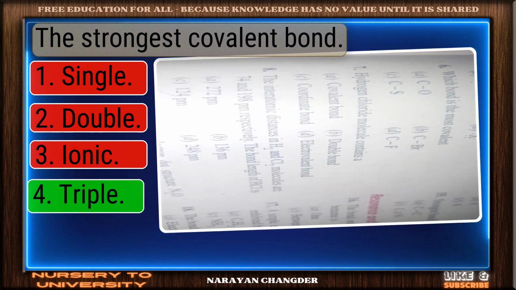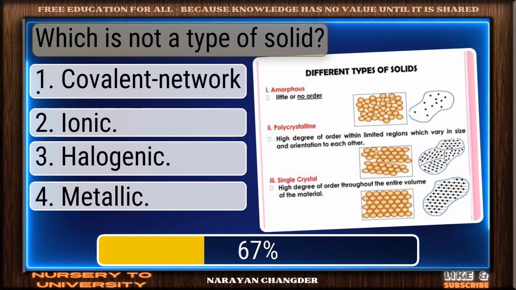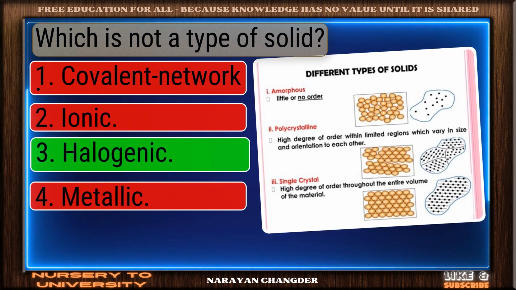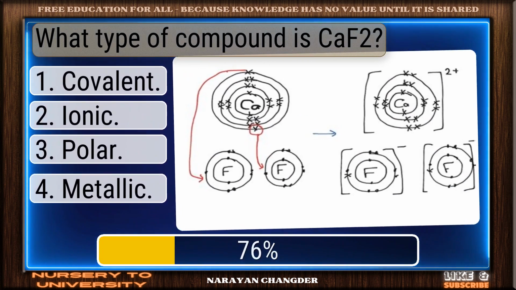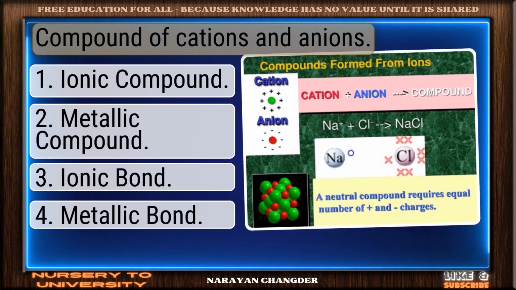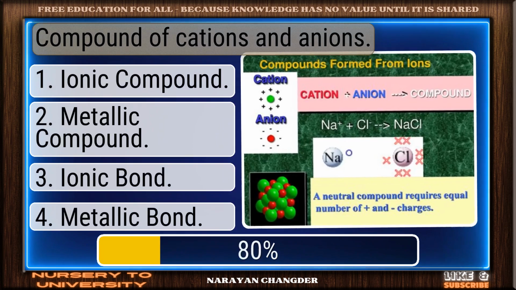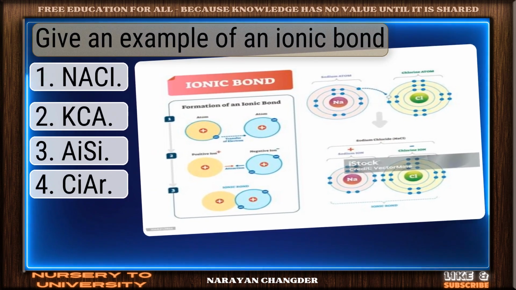Triple, great work. Which is not a type of solid. Good job, halogenic. What type of compound is CaF2? Logical choice. Compound of cations and anions. Yes, ionic compound is right. Give an example of an ionic bond.